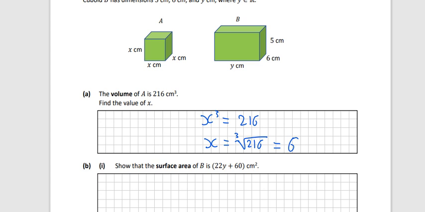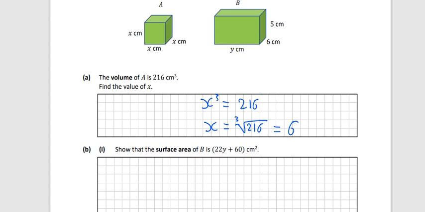Now, to show that the surface area of B is this, to get the surface area of a cuboid, we have to take the areas of each of the faces of it. So it has 6 faces altogether. If you imagine the front face of it, the area of that would be y multiplied by 5, because the length of it is y and the width of it is 5, or 5y.